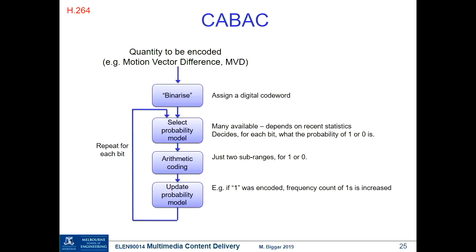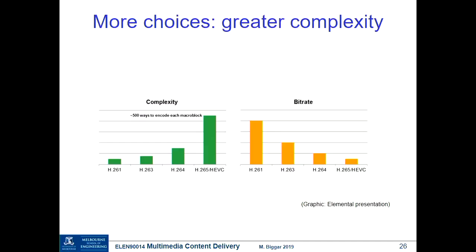But then it updates the probability model, given the fact that these bits have been sent, and this changes the probability next time round. So a fairly, as you might expect, complex form of arithmetic coding as well. So the upshot of all this is a significant increase in complexity.